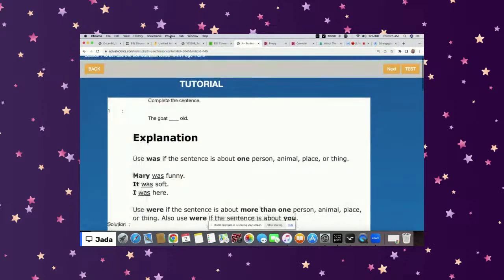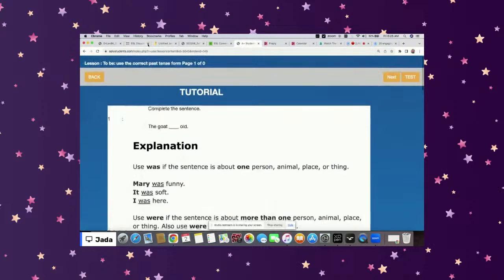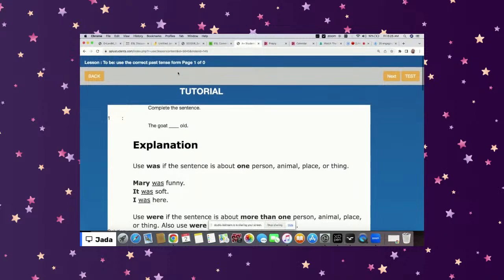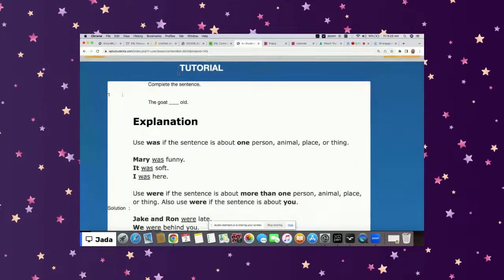Now, we have to use the correct past tense. The one we did earlier was the present tense, and this is the past tense. So it is the same thing, just in the past. Okay. Now it says use was if the sentence is about a person, animal, place, or thing.